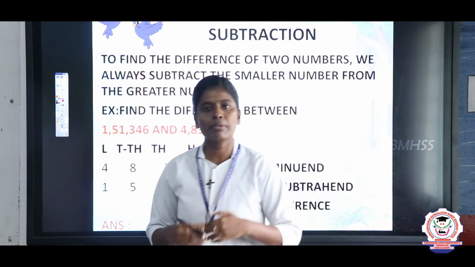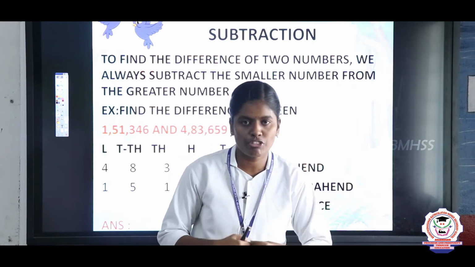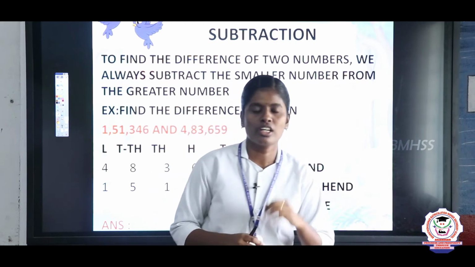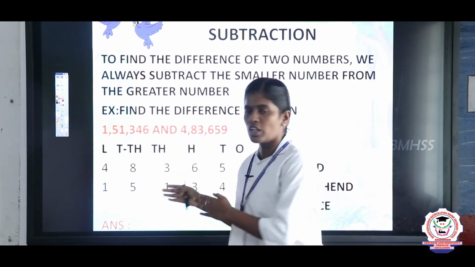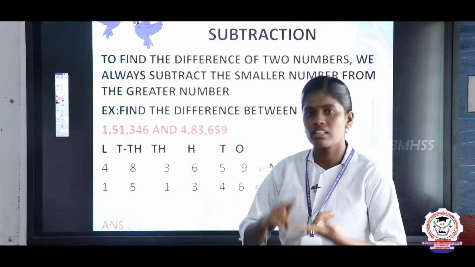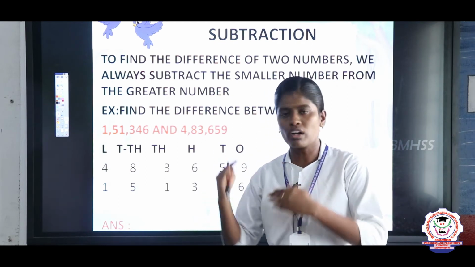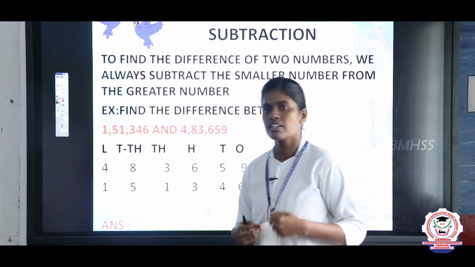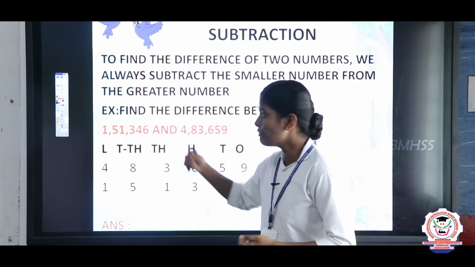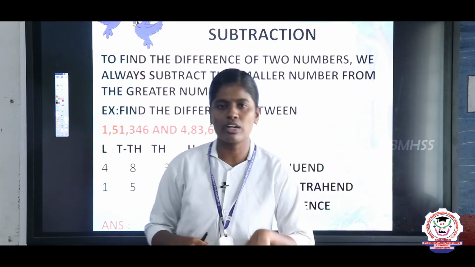So what are place values? The place value helps us to understand the meaning of a number and when to use which number based on the question. So listen children, the place values come in order: ones, tens, hundreds, thousands, 10,000 and lakh. It will go on. Listen here, the first question is 4,83,659 and 1,51,346. So first you will write the place values, right?